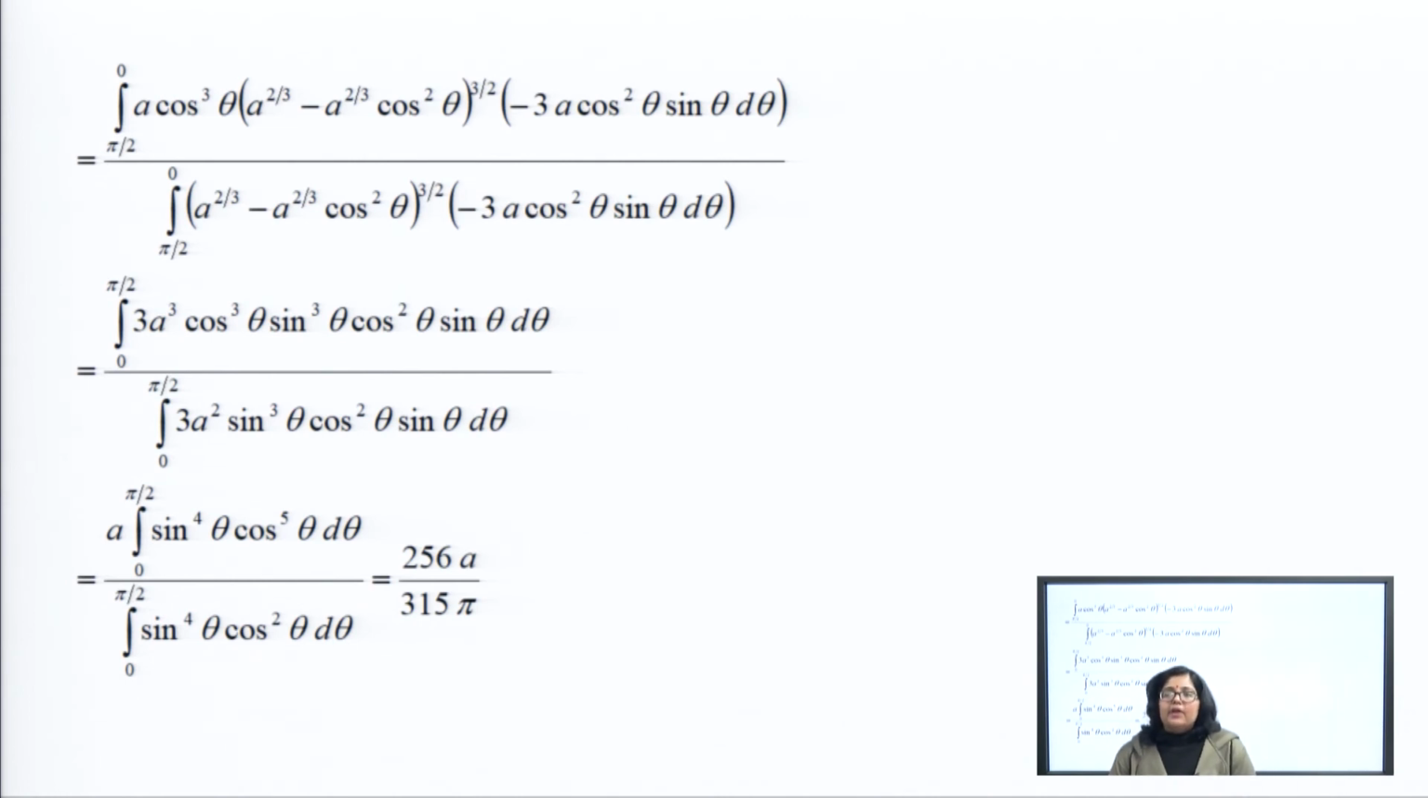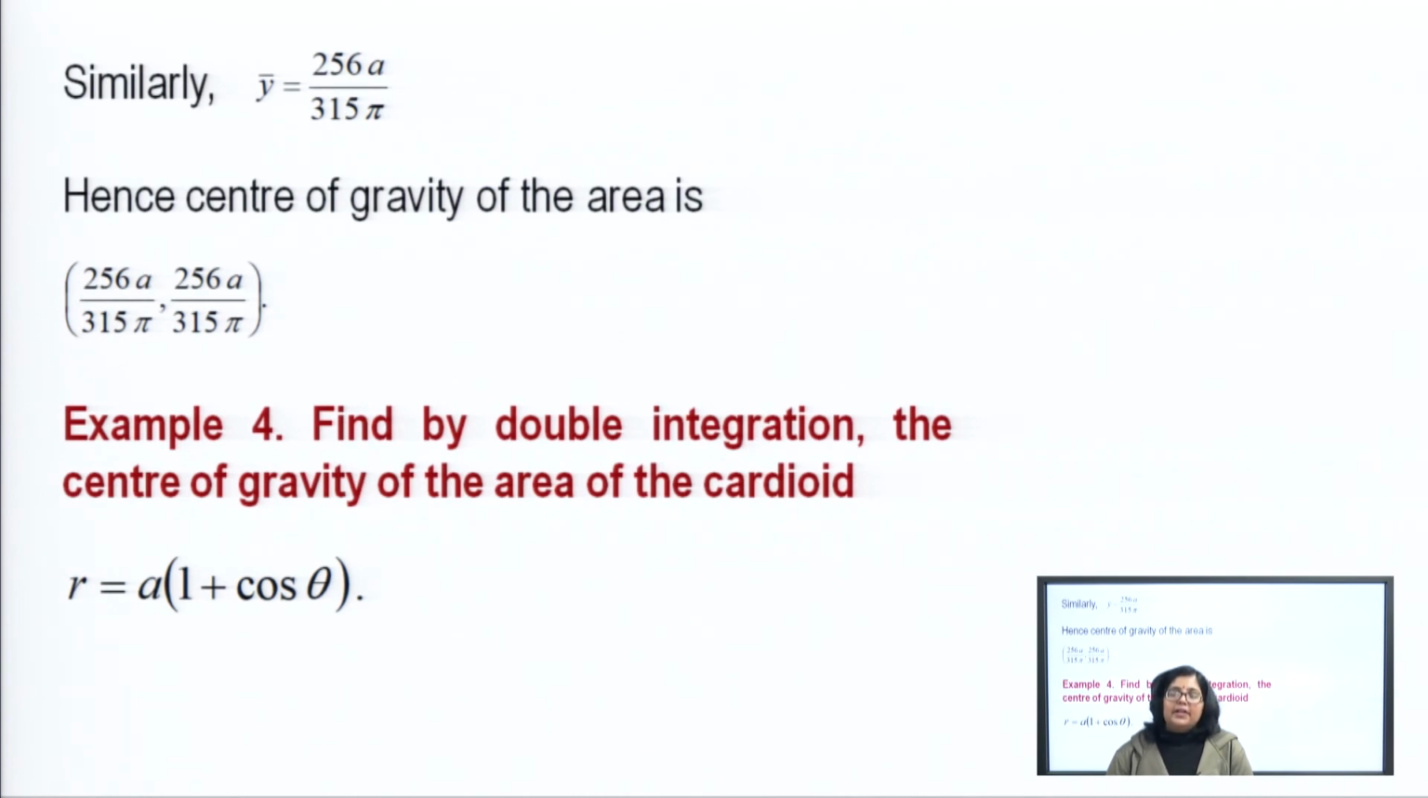We also find the value of y bar. In a similar process, y bar is the double integration of y dx dy upon the double integration of dx dy, and we put the limits in the equation. We find the same value of y bar also. So the center of gravity of the area is 256 a upon 315 pi and 256 a upon 315 pi. This is the required result of the given equation.